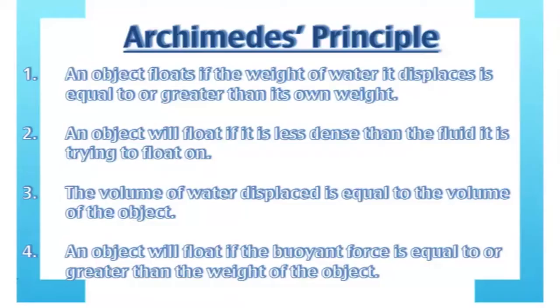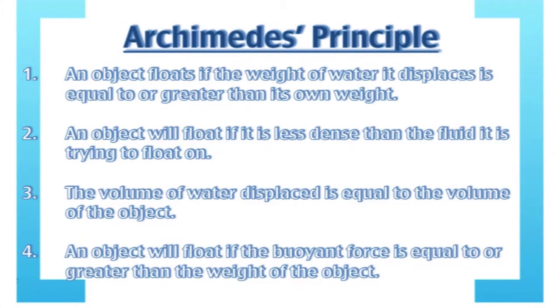And I'll read them quite quickly to you. So the first one was, an object floats if the weight of the water it displaces is equal to or greater than its weight. The number two was, an object will float if it is less dense than the fluid it is trying to float on. The volume of water displaced is equal to the volume of the object. And that was key in the Archimedes story. And an object will float if the buoyant force is equal to or greater than the weight of the object. Now, if you read those, you might be like, hang on, they're all saying the same things, apart from maybe number three. But they're not.